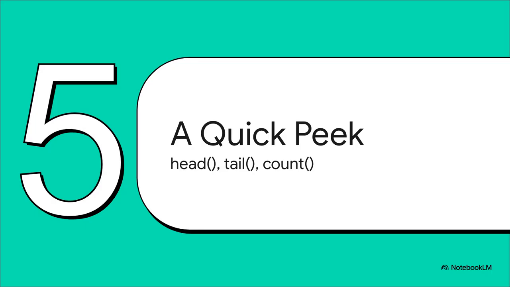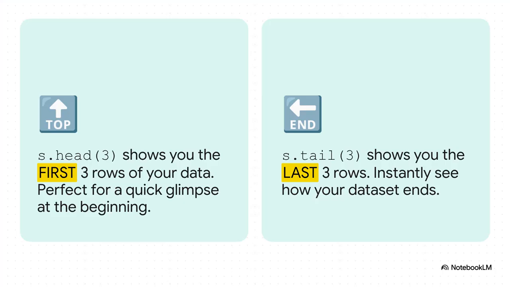All right, last section. Let's talk about some super useful shortcuts. When you're dealing with a data set that has thousands or even millions of rows, you can't just print the whole thing, right? Your computer would not be happy. You need a quick way to inspect your data. And this is where head and tail become your absolute best friends.